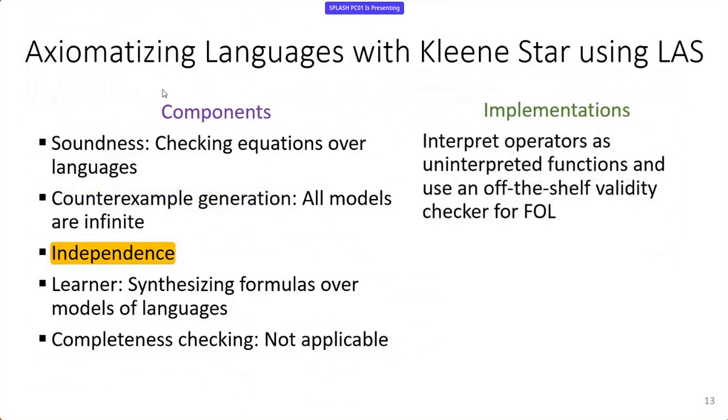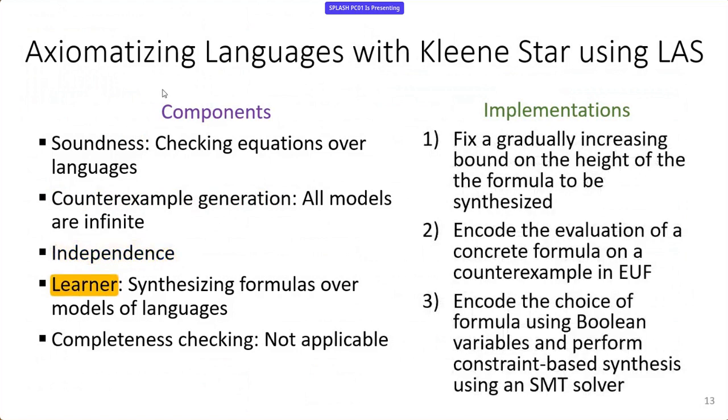Independence checking is simply first order validity because our base class is arbitrary first order models. We use off the shelf solvers for checking first order validity. The learner is actually pretty interesting and is in fact very similar to the one that we use for modal logic. We talk about the general principle behind a logic learner based on constraint based synthesis in the paper.